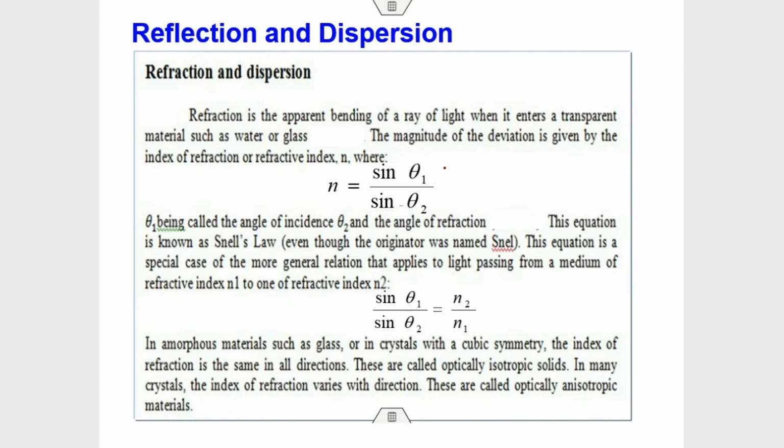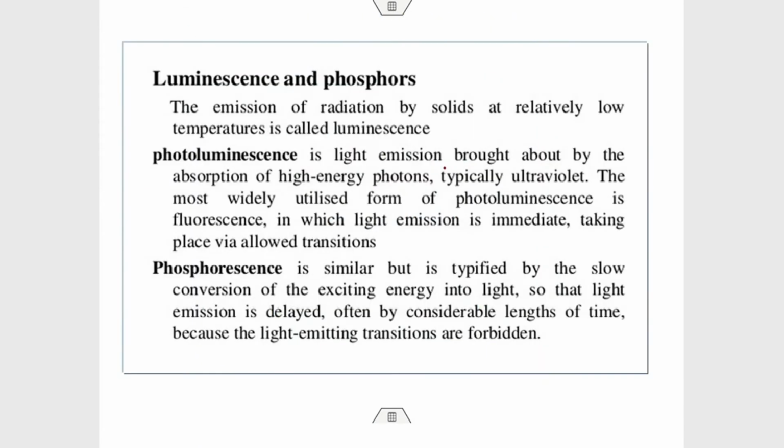Other than that, you have what is called reflection or refraction, basically not reflections. You can also have bending of light because of the change of the media, and this is dictated by Snell's law, okay. And the last thing is what is known as luminescence or photoluminescence. Luminescence is nothing but emission of radiation by a solid at relatively low temperature. Photoluminescence is light emission brought about by absorption of high energy photons, typically ultraviolet. The most widely utilized form of photoluminescence is fluorescence.